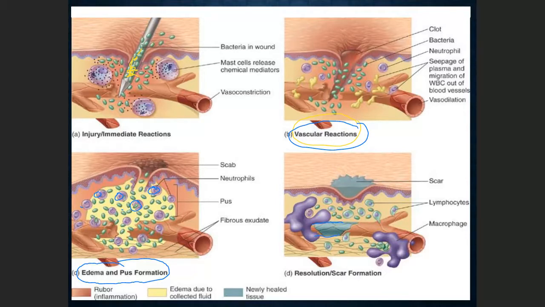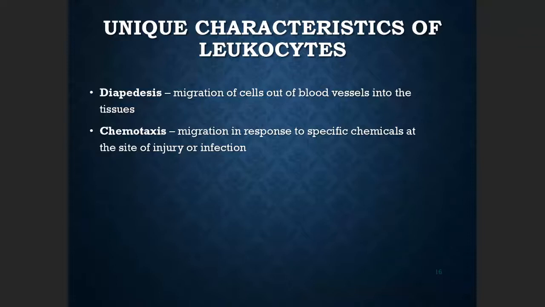So when they're able to fix the problem, then what happens? We mostly have what we call the scar. So scar formation happens after these white blood cells are able to fight against this infection. So these are several actions that happen when we get an infection in a specific site of our body.